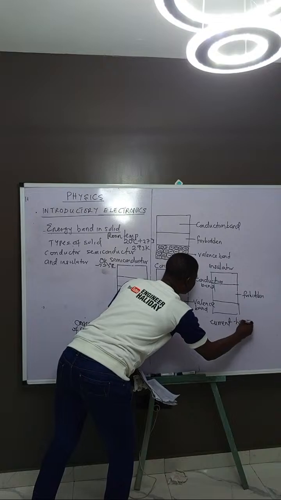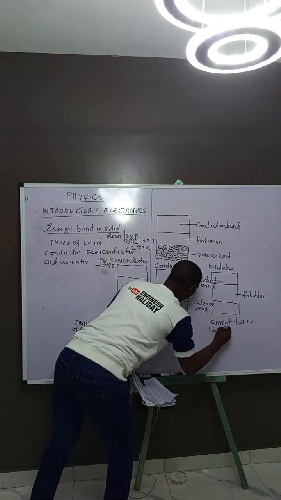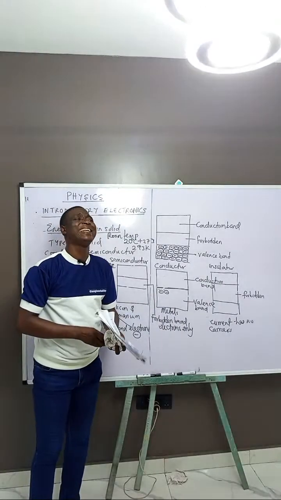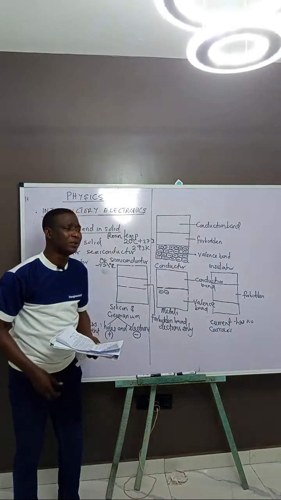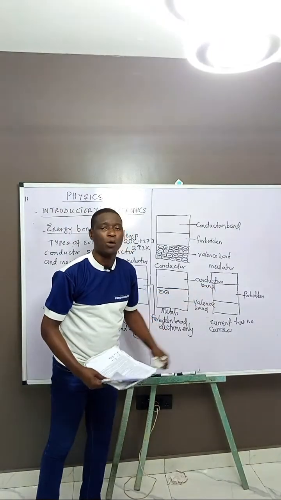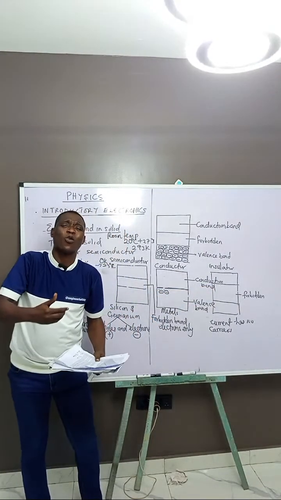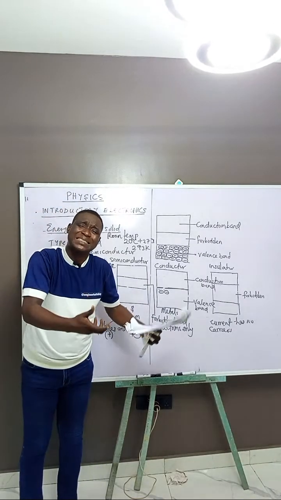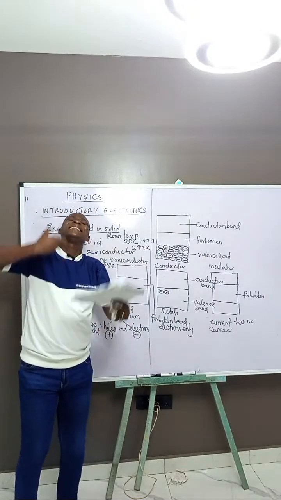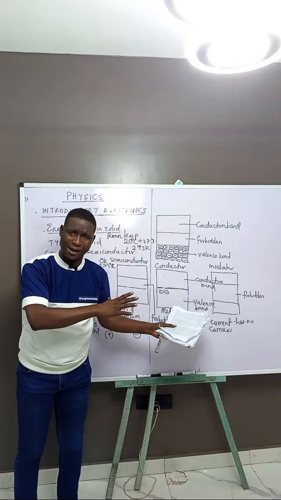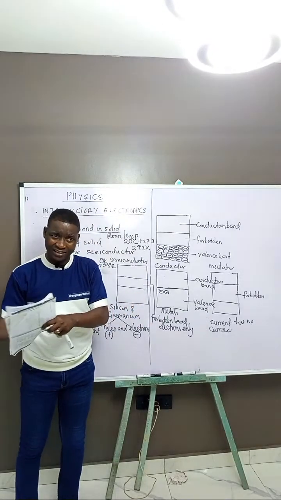Insulator has no carrier. Why? Because they cannot conduct at any temperature you give to them. No matter the kind of temperature you assign to them, they will not conduct. We call them dielectric materials. What are dielectric materials? Materials that are used to increase the capacitance of a capacitor of the neutral parallel plate. That one is not what we are discussing today. We'll come there another day.